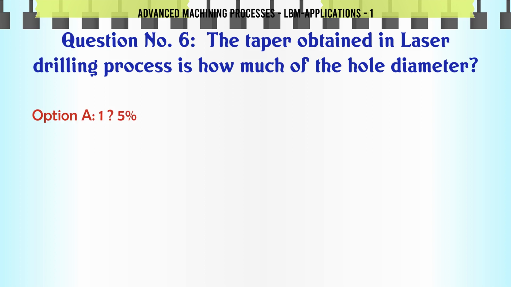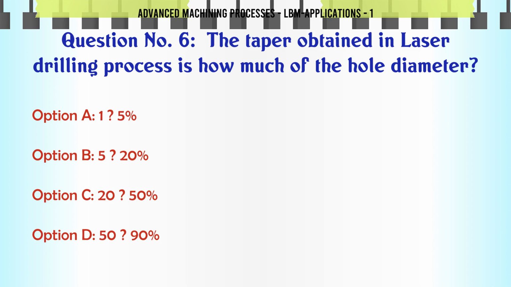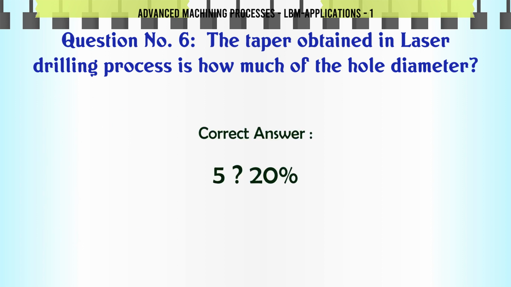The taper obtained in laser drilling process is how much of the whole diameter? A. 1 to 5, B. 5 to 20, C. 20 to 50, D. 50 to 90. The correct answer is 5 to 20.